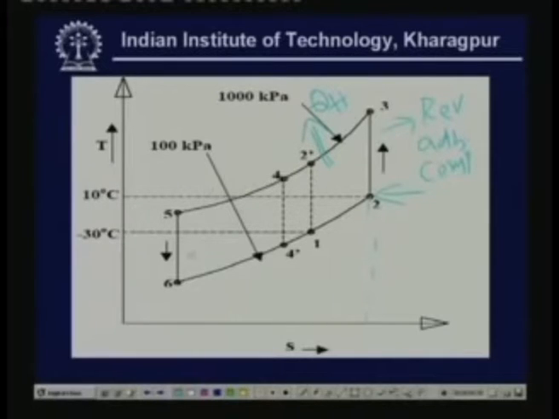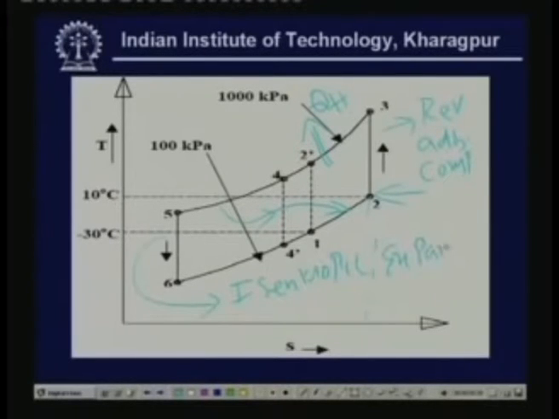Then process 4 to 5 is the heat exchange process that is taking place in the regenerative heat exchanger. In this process the temperature drops because the hot air exchanges heat with the cold air that is coming from the low temperature heat exchanger. As a result, during this process the temperature reduced from 4 to 5, whereas the pressure remained constant at 1000 kilopascal.